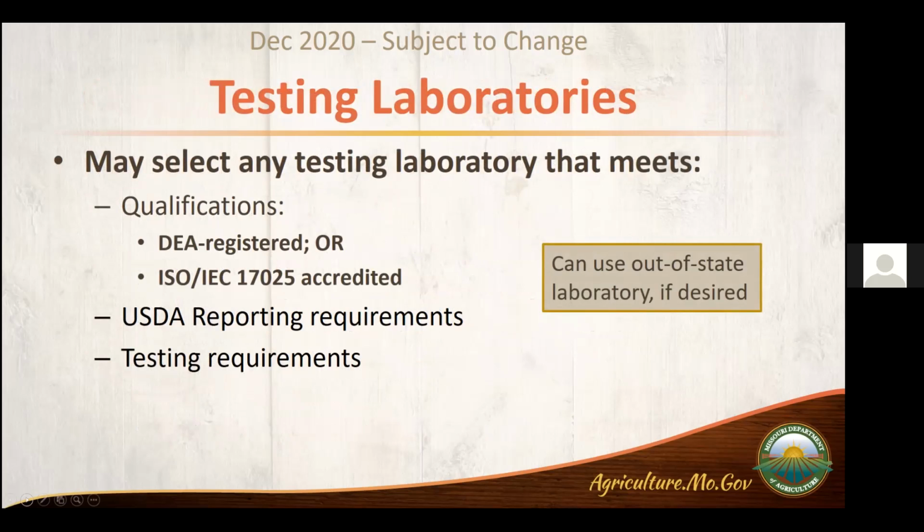Registered producers can select any testing laboratory in any state that meets the requirements. The requirements include that they are either DEA registered, or ISO 17025 accredited. Additionally, registered producers are required to select a laboratory that meets USDA reporting and testing requirements. As Missouri is operating under a state plan, the laboratory chosen must meet federal requirements.